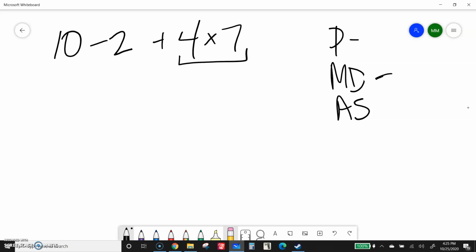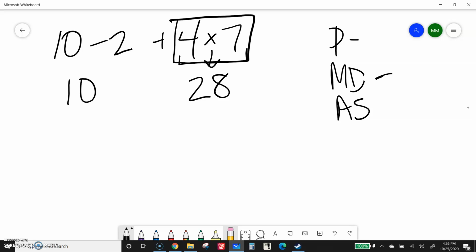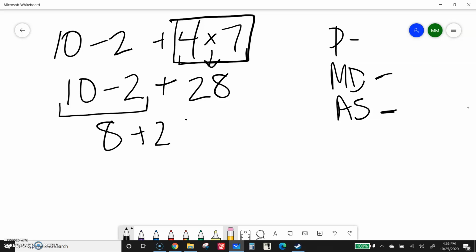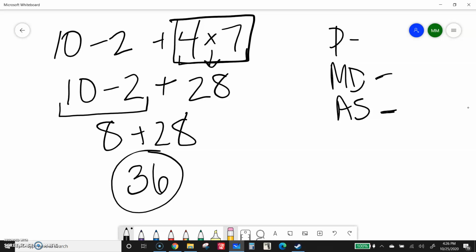Okay, we have multiplying over here. 4 times 7 is 28. Again, this is what got replaced by the 28, but I still need everything else in the same order. Now I can get to my adding and subtracting. I don't always do my adding first. In this case, I'm going to subtract first because it comes to the left. 10 minus 2 is 8 plus 28, and then I get 36 as my final answer.